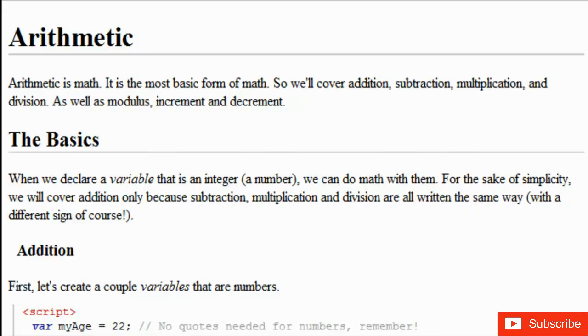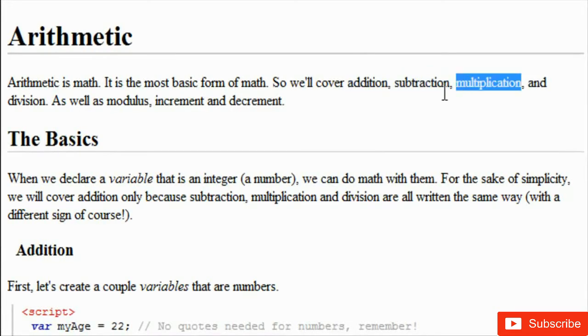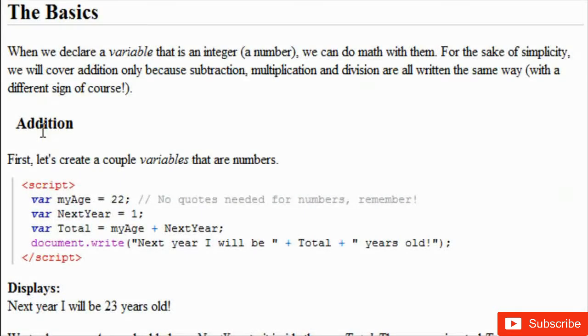Arithmetic is math. It's the most basic form of math. So with that being said, we'll cover addition, subtraction, multiplication, and division, as well as modulus, increment, and decrement. Just to go over the basics, when we declare a variable that is an integer, which is a number, we can do math with them.